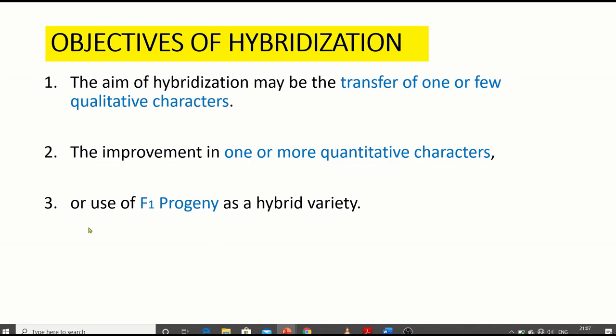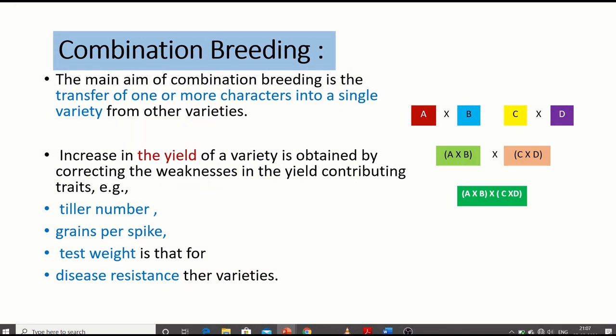And number three is F1 progeny, development of F1 progeny or F1 hybrid variety. Okay, coming to the first one, we have combination breeding. Well, combination breeding is also known as conversion breeding. In this case it uses transfer of significant genes from several parents, one or few parents or several parents into a particular progeny.